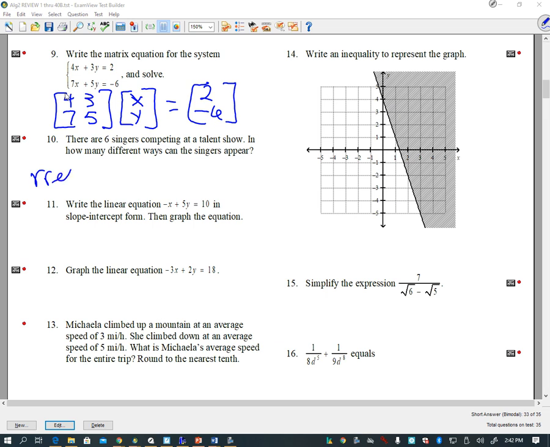We do an RREF with a 2 by 3 matrix of [4, 3, 2; 7, 5, negative 6]. Yeah. Right, and then we get an answer of what, [1, 0; 0, 1] with an answer for x and y here.